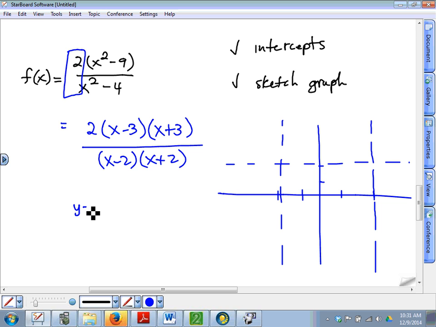Let's find the y-intercept. That's always the easiest one, I think, to start with, because you just let x equal 0. All of the x's equal 0.